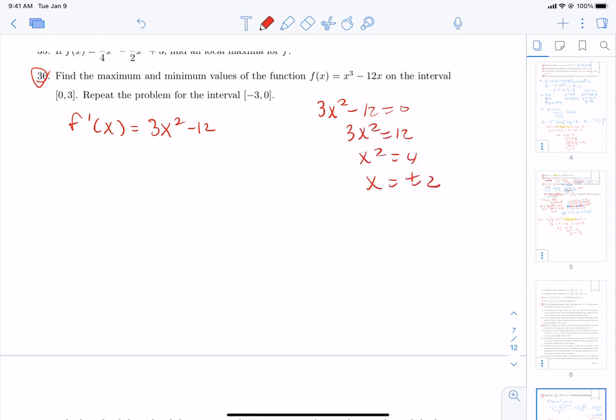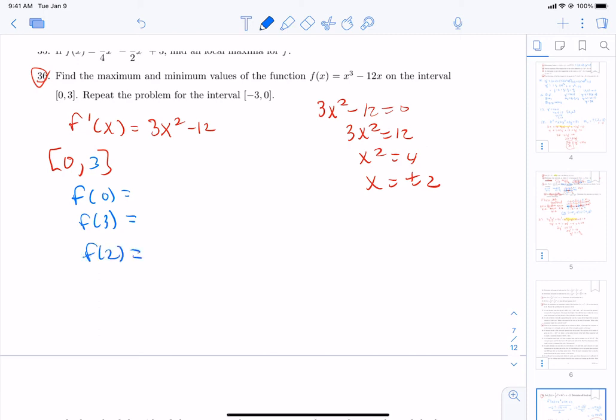Now, the first interval that they gave us was 0 to 3. Which one of those numbers is in the interval from 0 to 3? Is positive 2, negative 2, or both of them? Possibly it's both, maybe neither. So from 0 to 3, the one that's in there is 2. Remember, you're going to plug back into the original the endpoints and also the critical numbers that are in there. So we can't use negative 2. We can only use positive 2.